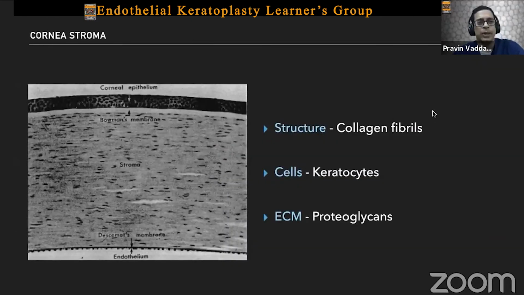So the corneal stroma, very basically, all of you know, has three major components. There are several other components, but we won't talk about that in detail. The structure of the stroma is derived from the collagen fibrils. The cells in the stroma are predominantly the keratocytes, and the extracellular matrix is predominantly the proteoglycans, or the glycosaminoglycans, that we'll look at a little more in detail later on.